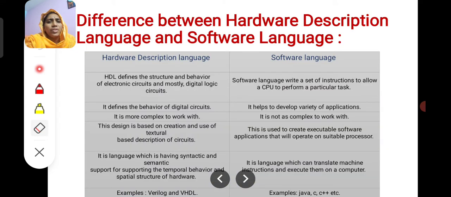So there are a lot of differences between hardware and software languages, which I discussed just now. HDL defines the structure and behavior of electronic circuits, whereas a software program is a set of instructions to allow the CPU to operate. VHDL design is based on the creation and use of textual descriptions of circuits, whereas software is used to create executable applications that will operate on suitable processors. Examples of HDLs are Verilog HDL and VHDL, and software languages are C, C++, Java.